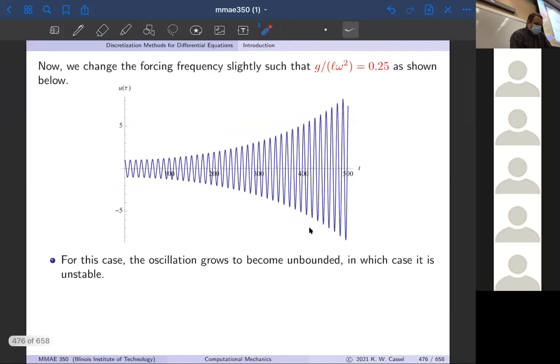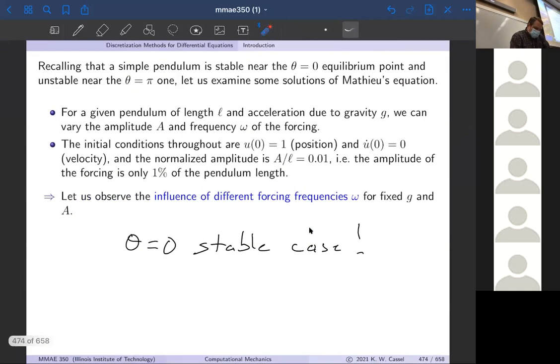What if I choose 0.25 instead of 0.24? So that's the only change I made. Everything's the same. All I did was slightly change the frequency of oscillation, not the amplitude. The amplitude, I think I said was one. Well, okay, the amplitude over L is 0.01. So the amplitude is only 1% of the length of the pendulum. So the forcing is only 1% of the total length of the pendulum. So it's relatively small.